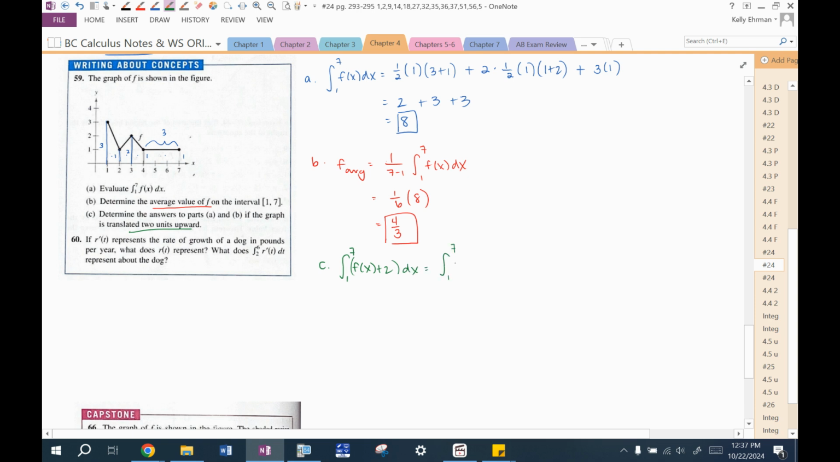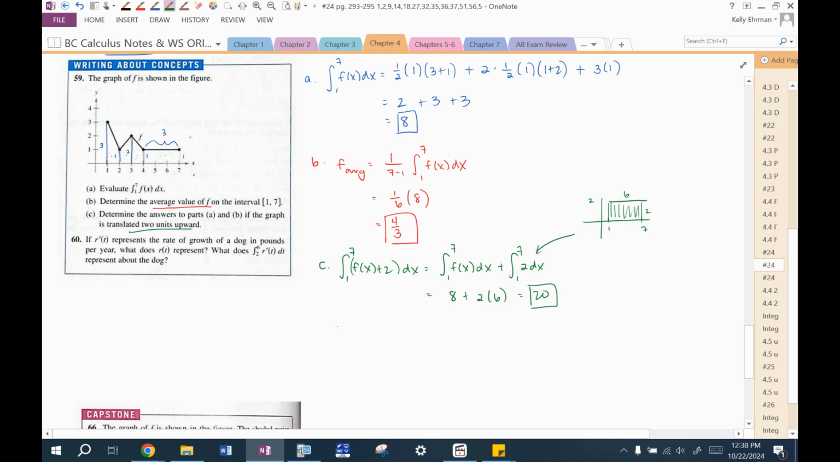That's the integral from 1 to 7 of f of x dx plus the integral from 1 to 7 of 2 dx. Remember this, if you want to draw the picture for yourself to help, this is just a little rectangle. There's a constant function of 2, and you're just finding the area of the rectangle. So it's got a base of 6 and a height of 2. And remember, we don't have to recalculate this. We found this answer in part A. So 8 plus 2 times 6, 8 plus 12, 20.